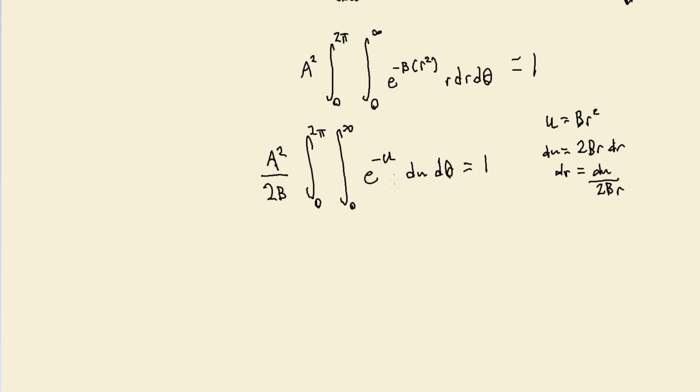How do we solve this integral? Well, the antiderivative here is just negative e to the negative u. And if we're evaluating that from 0 to infinity, I guess we should substitute back in our u. And so what are we going to get? We're going to get negative e to the negative b r squared here, evaluated from 0 to infinity. And then the rest of this is going to stay the same, so integrating here from 0 to 2 pi, and we still have this constant out front.